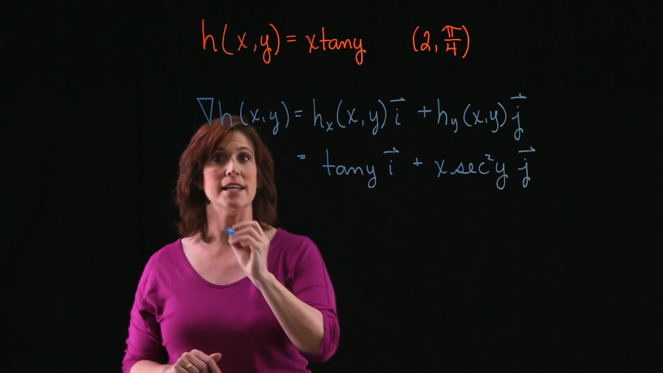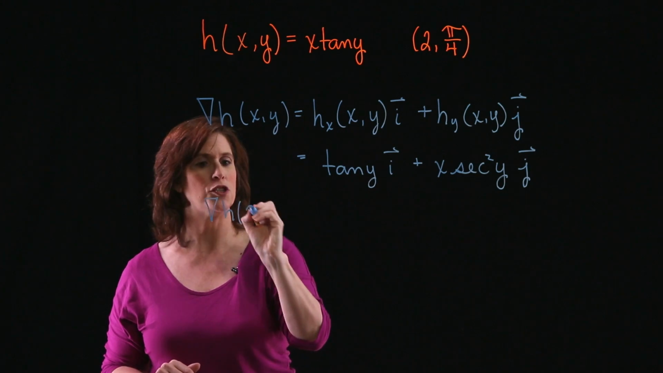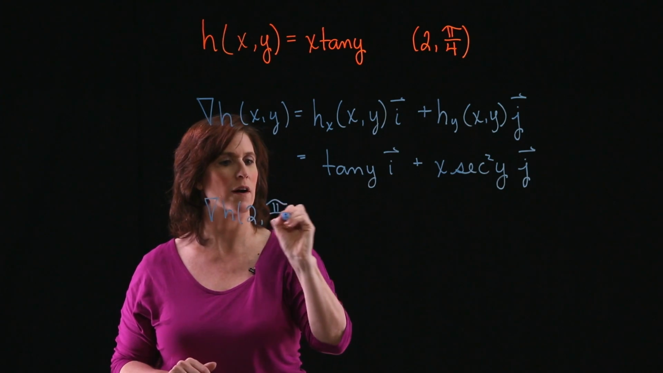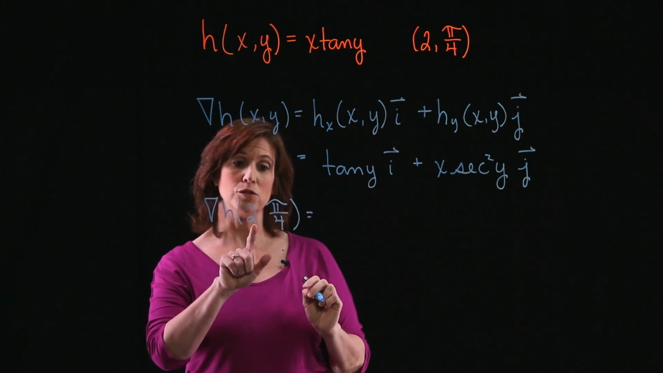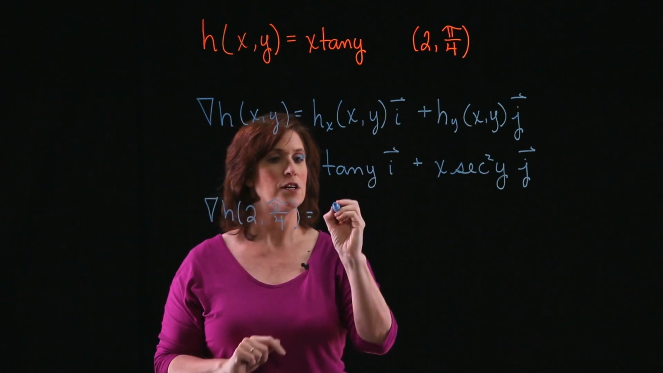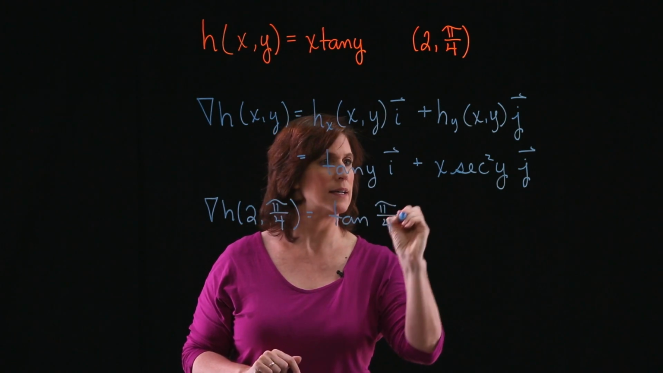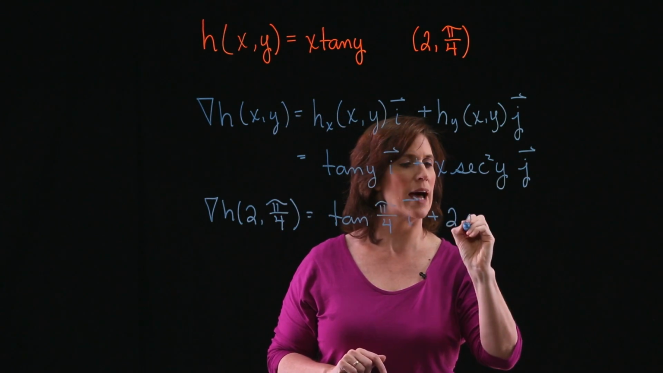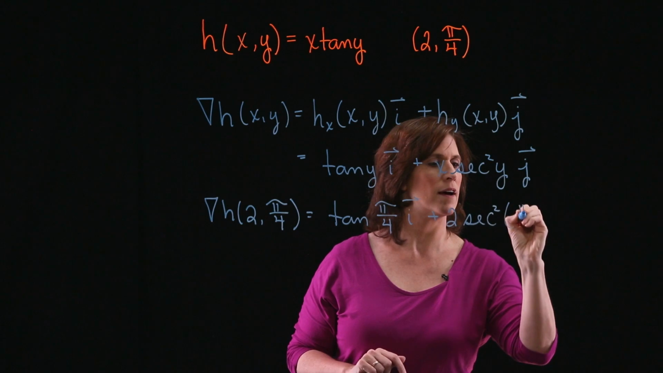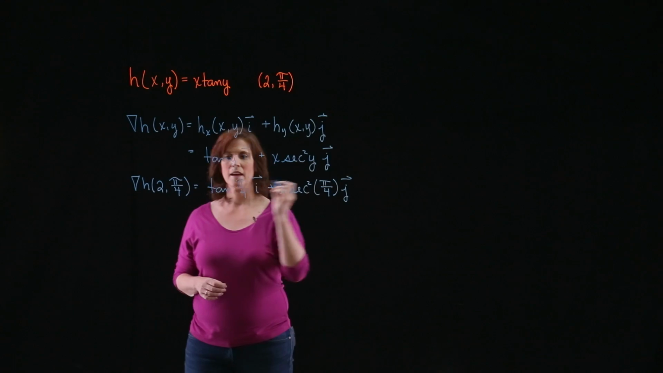All right, now I'm interested in the gradient at the point (2, pi over 4). So I'll plug in x equals 2 and y equals pi over 4. So I've got the tangent of pi over 4 times my vector i plus 2 times secant squared of pi over 4 times my vector j.